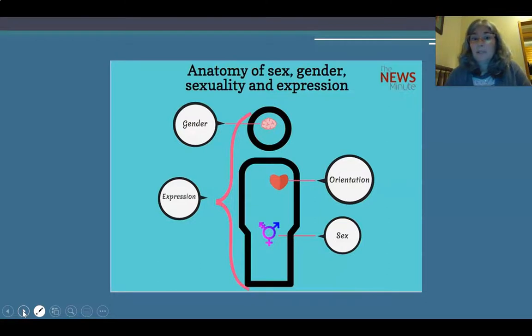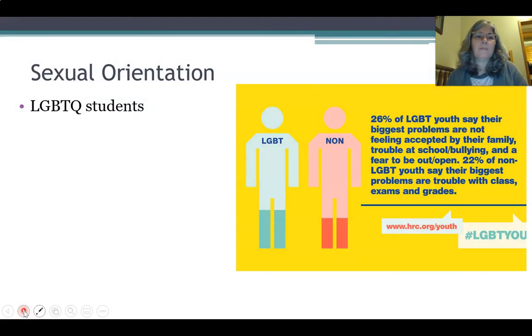This is perhaps a more simplified way of viewing it: looking at gender versus sex, and then expression versus orientation. So you're going to have a variety of students in your classroom. In chapter 4, we've looked at socioeconomic status. We've looked at boys versus girls. In your 2020 class, you're going to look at multicultural differences. We'll eventually be looking at English as a second language. So there are a lot of differences in your students, and some things you want to keep in mind.